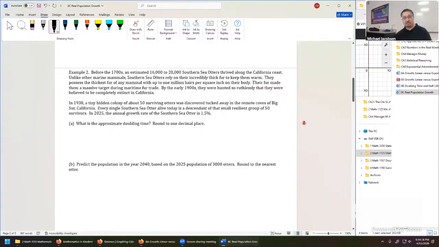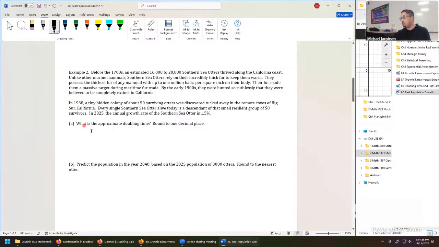And that made them a massive target, is what it says next in the context. This is the unfortunate part. They became a massive target during the maritime fur trade. And by the early 1900s, they were hunted so ruthlessly that they were believed to be utterly extinct in California. So this is where the comeback story comes in.